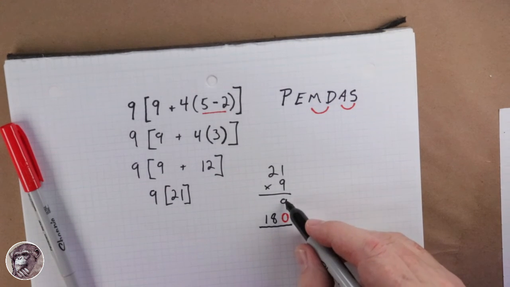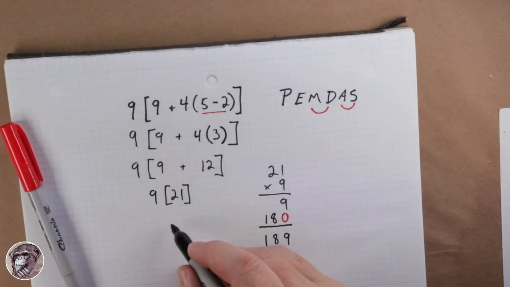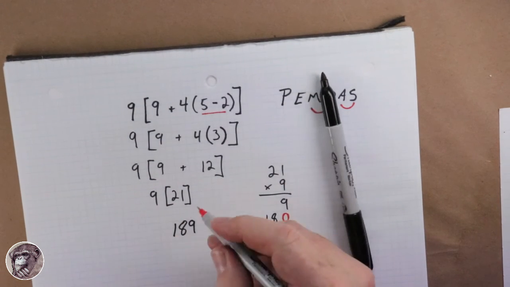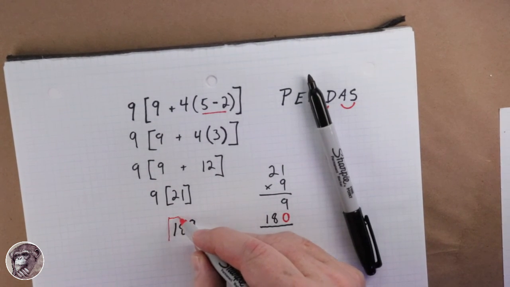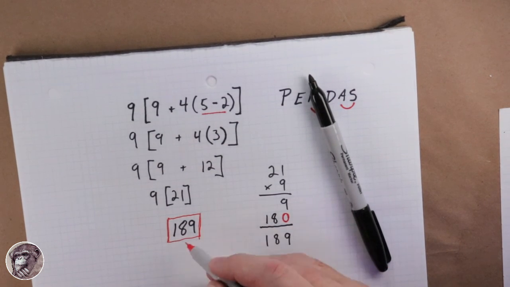And now I just add up the columns. 9 plus 0 is 9, 8, 1, and 189. That's my final answer. And we're finished.